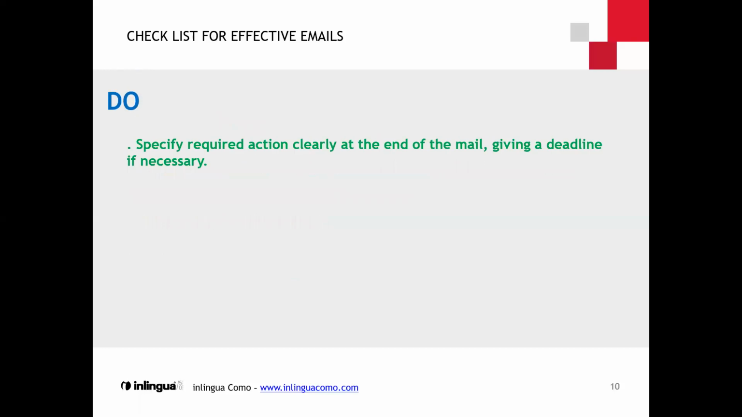Also, you have to specify the required action clearly at the end of the mail, giving a deadline if necessary. We all need people to give us feedback or a comment on our emails. Usually, if you ask, for example, to give you a reply within a certain date, it's a good way of making sure that they have read your email, understood it, and that they will take action on it.